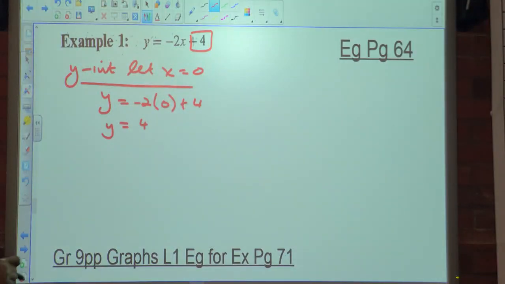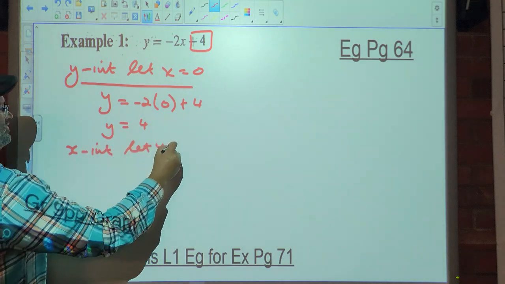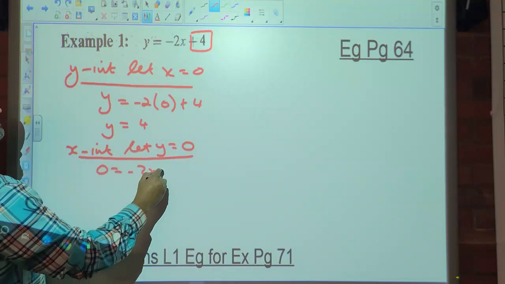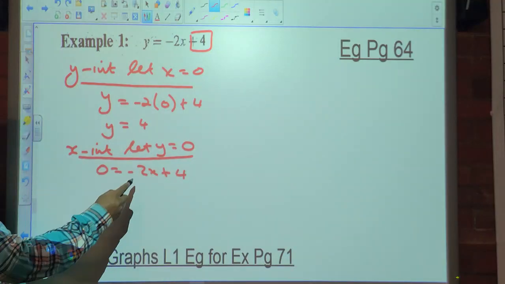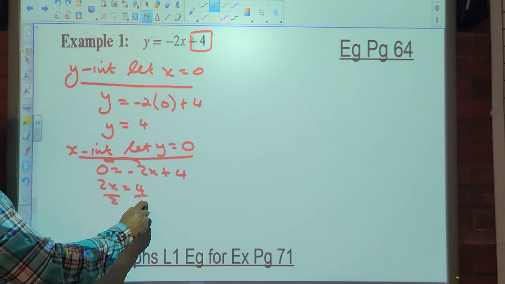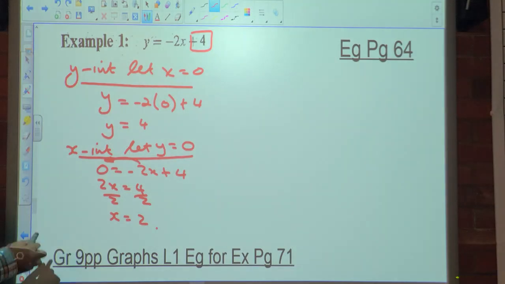Okay. Then we work out our x-intercept. What do you do for x-intercept? Y equal to 0. So 0 is equal to negative 2x plus 4. Take that over the equal sign. So 2x is equal to 4. So x works out to be 2. So this is enough information to draw the graph.